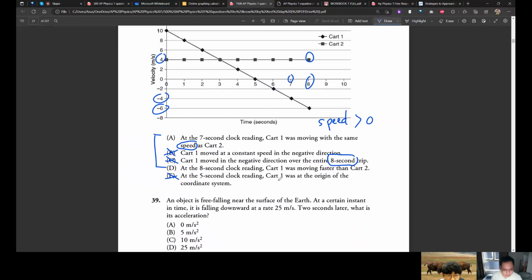Okay. So for D here, the speed of cart one is 6 meters per second, which is faster than cart two, which is 4 meters per second.